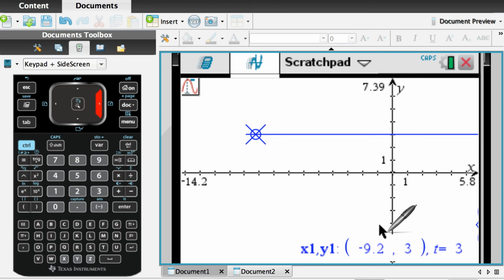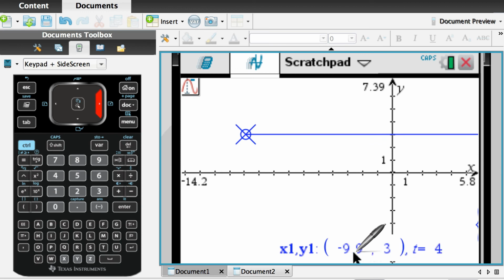And I want you to pay attention to the position. He's at negative 9.2 right now. Then he's at negative 9.8. Then he's at negative 9.9. And I hit to the right again, and look what happens. He is turning around. So that's your first answer, that he turns around at around 10 seconds or so.